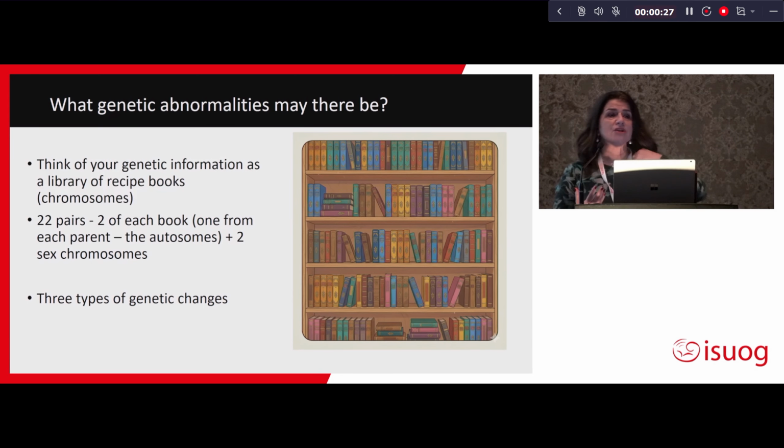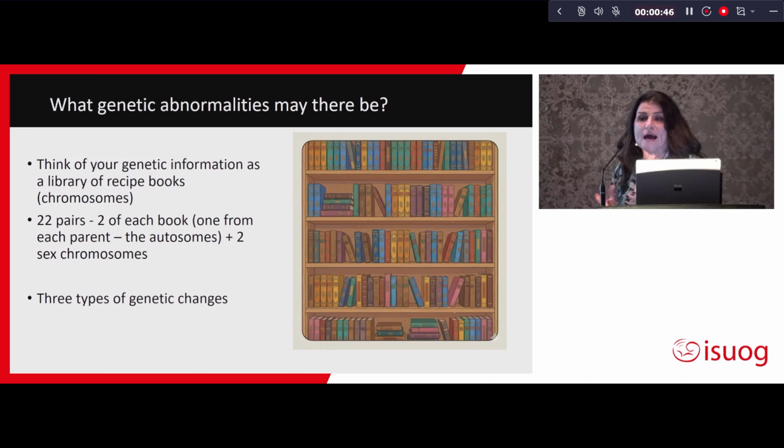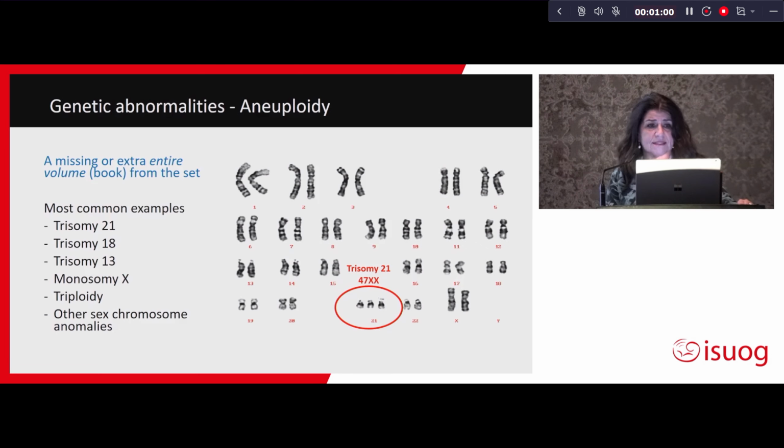Now, when I talk to my patients about what genetic tests I'm going to do and about genes and chromosomes, I talk to them about recipe books. I talk to them about imagining that every chromosome is a recipe book. So your whole genome is a library of recipe books. And it's the recipe for life. And if there's something wrong with the recipe, something goes wrong. A bit like when Rachel made an English trifle in Friends, for those of you who watch Friends, and didn't follow the recipe correctly. And there are three main types of genetic abnormalities.